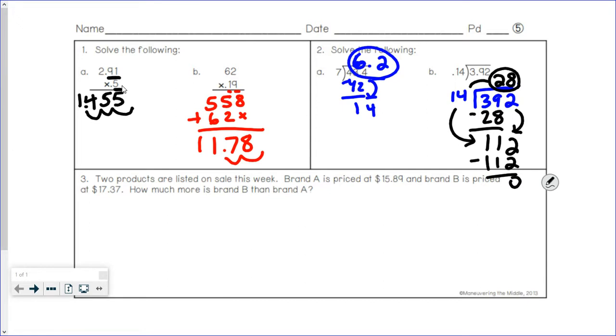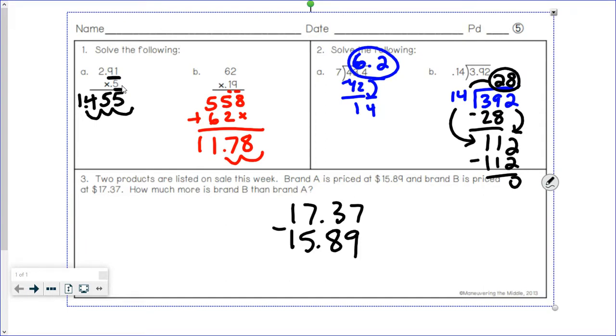All right, very last one here on the warm-up. It says 2 products are listed on sale this week. Brand A is priced at $15.89, and brand B is priced at $17.37. All right, so I'm actually going to bring that down, since that's a smaller number. $17.37. Okay, it says how much more is brand B than brand A? Okay, so all I have to do is subtract these to see what the difference is between the prices.